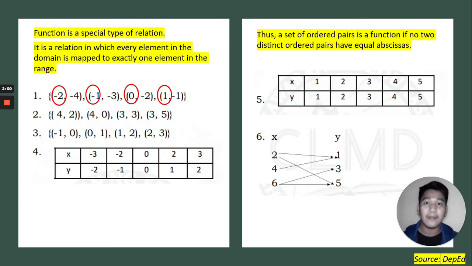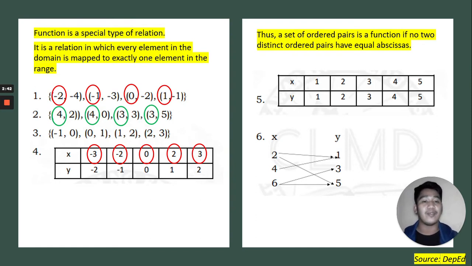Just think of that. Make sure that there is no repeated element of the domain, meaning it is mapped to exactly one element in the range. So how about number 2? Four, four. Notice that there is a repeated number. Therefore, it is not a function. That's how we identify whether a given set of ordered pairs is a relation or function. The same with the table of values here: -3, -2, 0, 2, and 3, and there is no repeated element, therefore it is a function.